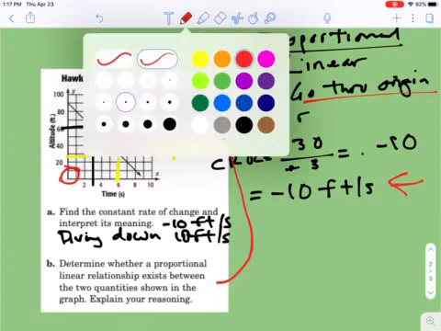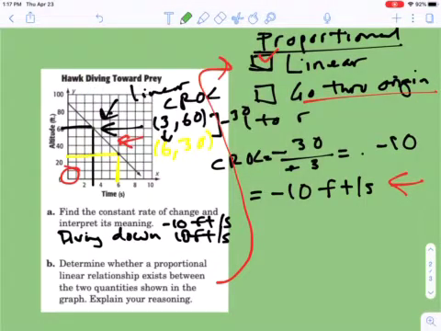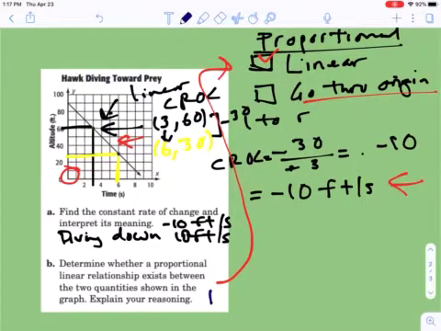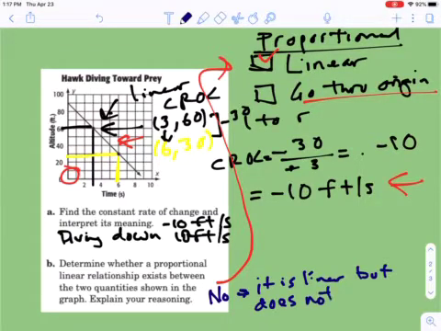So for your answer, I would say no. It is linear, but does not go through the origin.